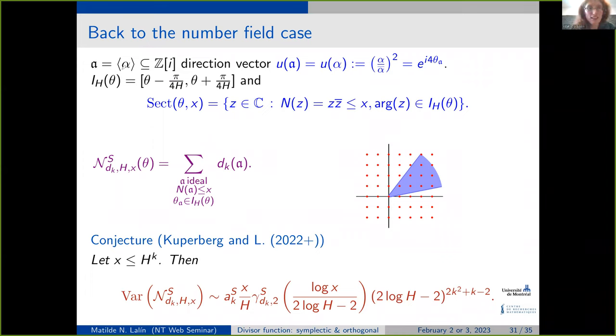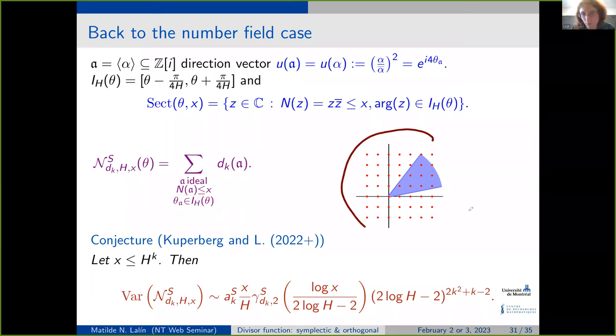So basically we take a generator of the ideal, and then we take the generator over the conjugate, to the square. And you look at the argument there, one fourth of the argument, and that is actually well defined. If you change your generator, it's still well defined. And so basically we restrict this argument to this sector.